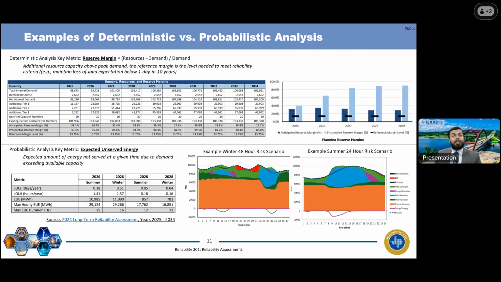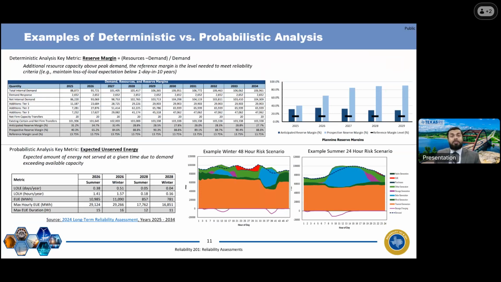Now, let's focus on the bottom figures in this slide. When you look at a 2-day period in winter, the extent of unserved energy could stretch from the evening hours into the morning hours of the next day. On a summer day, we could have unserved energy during the evening hours. Now, this is all based on probabilistic analysis that we performed, which went into the 2024 Long-Term Reliability Assessment, like we spoke about in the previous slide.